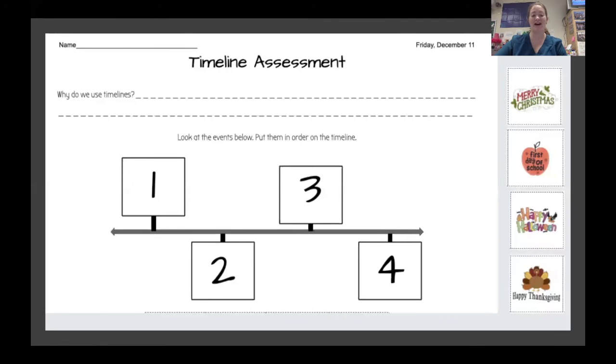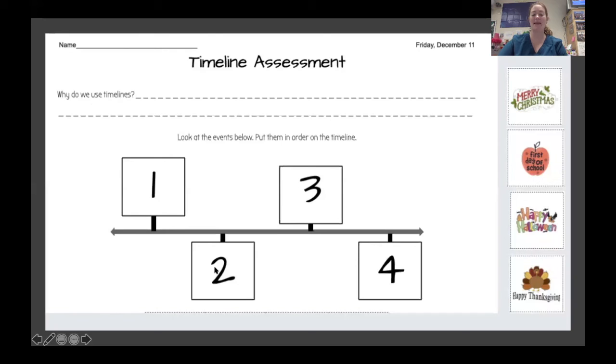Timelines are so important. I'm so happy that we have that quick reminder. Here is what your assignment is going to look like on Seesaw. You have one question right at the top that says, why do we use timelines? You need to type, or you can record yourself or use a pencil tool to write, why are timelines important? Why do we use timelines? What is their purpose? Okay.